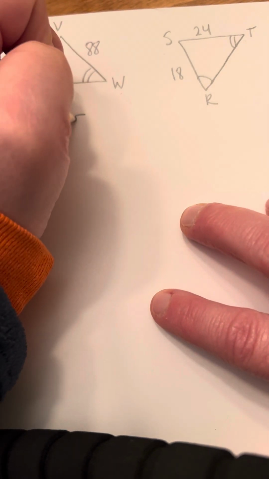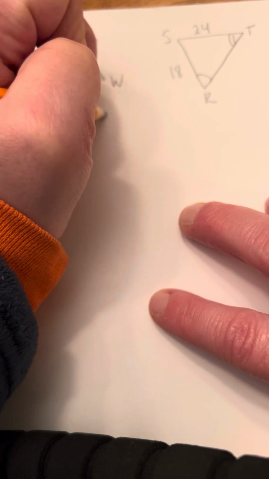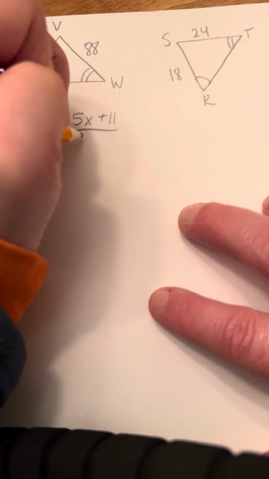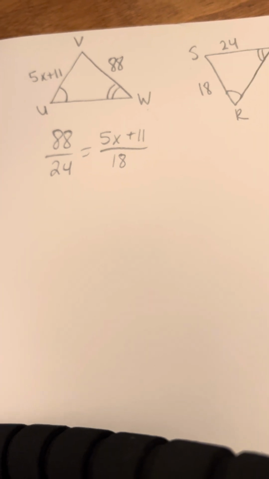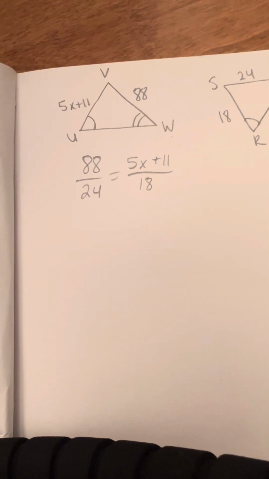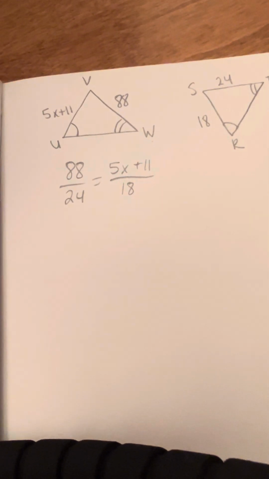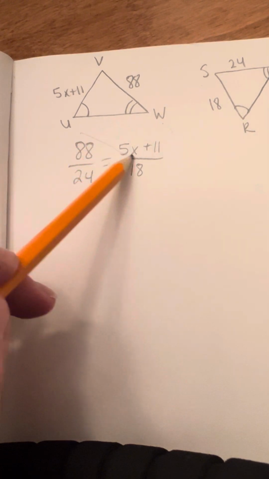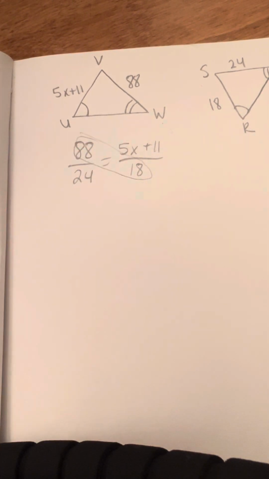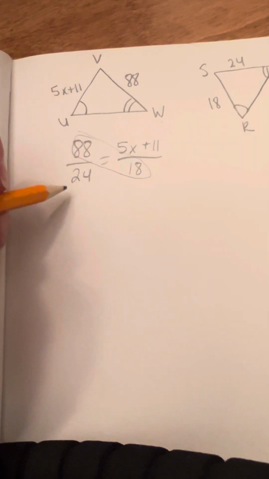If I wanted to, I could redraw this for visual purposes, if you wanted to look at it a different way and see how it actually looks when you're rewriting it and orienting it correctly. So now I'm going to do some cross multiplication here. We're going to do the 88 times the 18, and when you do that, you get 1584.